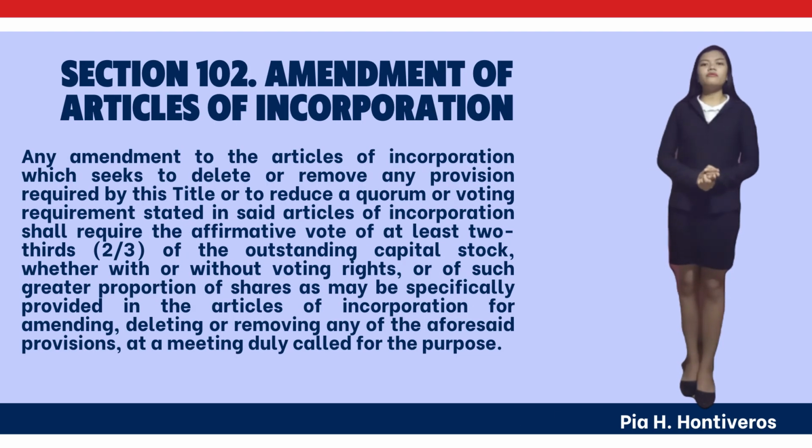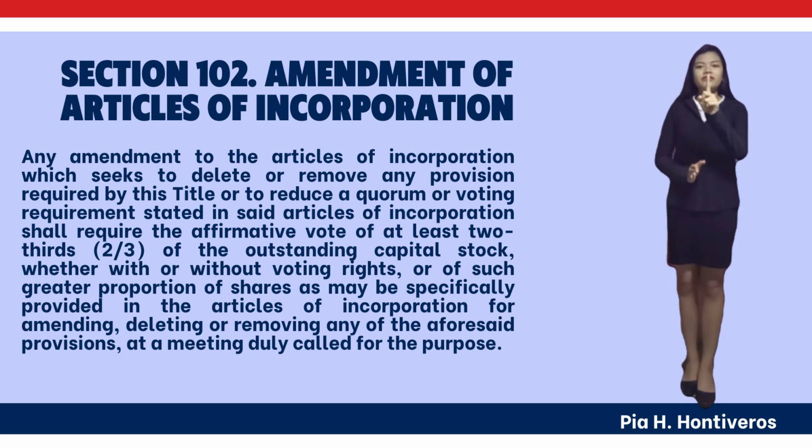Section 102 is about the amendment of articles of incorporation. The purposes of amendment are to remove or delete any provision required to be stated in the articles of incorporation in order that a corporation may be considered a closed corporation, and to reduce a quorum or voting requirement stated in the articles of incorporation. The vote required for validity of amendment of articles of incorporation of closed corporations are the following. Number 1, two-thirds of the outstanding capital stock, voting and non-voting, or number 2, such greater proportion of shares as may be specifically provided in the articles of incorporation.